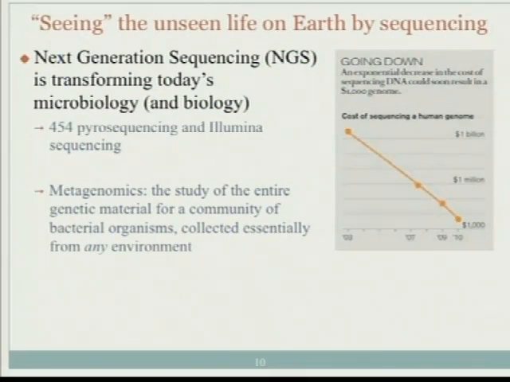So 454 is mostly used for 16S only. If you care about the composition, what the bacteria in a community are, you can just go with 16S. You only care about 16S, you get 16S. If you do 16S, you do want to get a little longer reads. So 454 gives you longer reads.